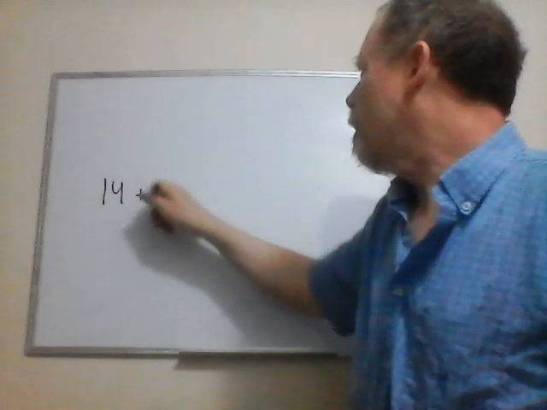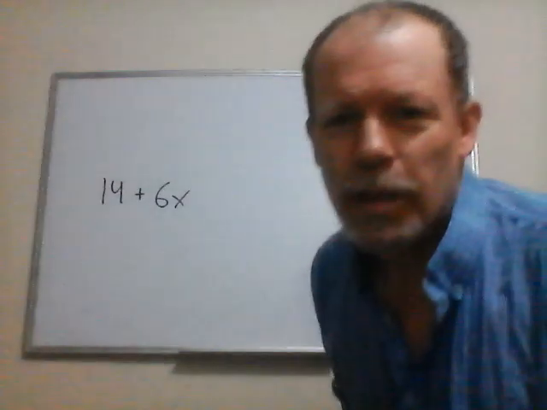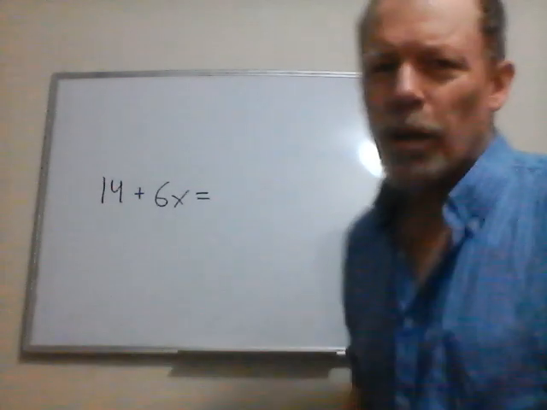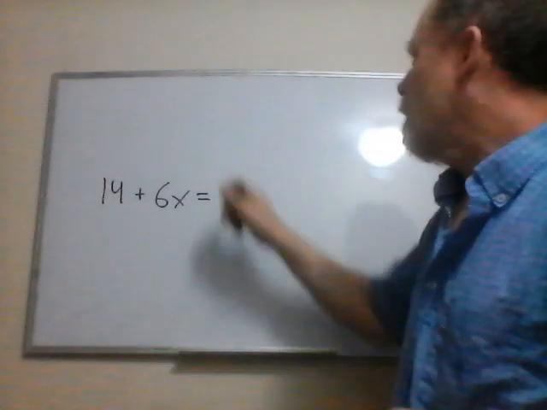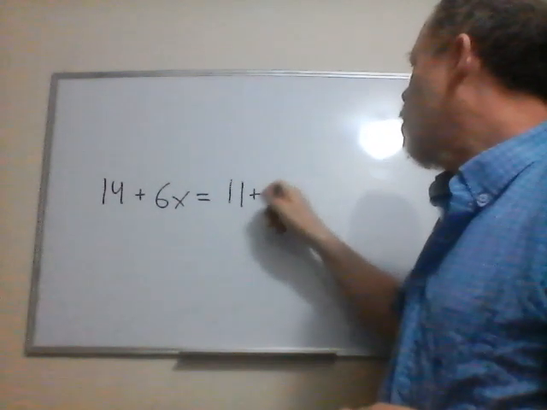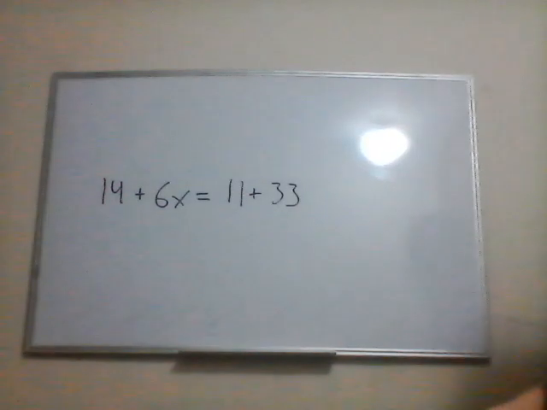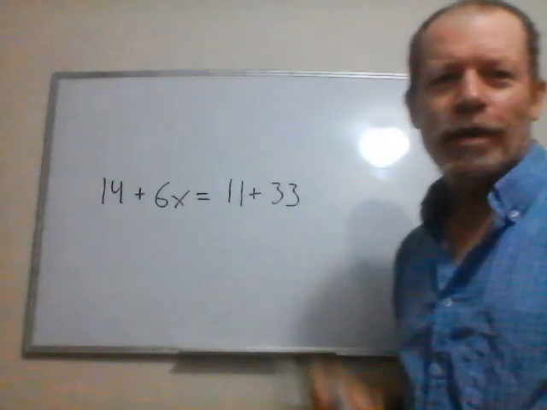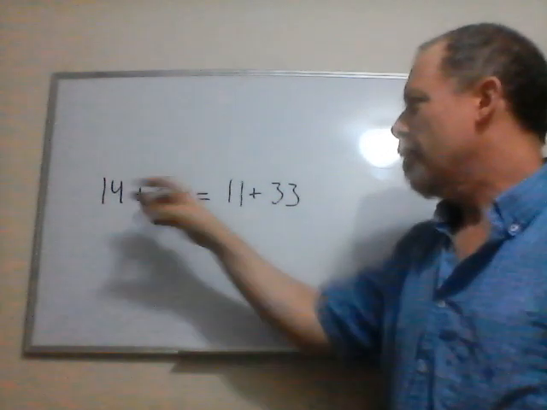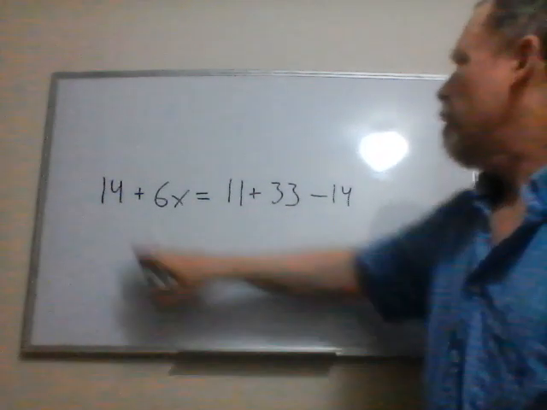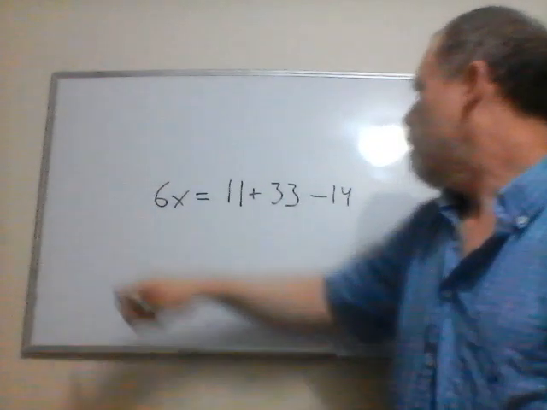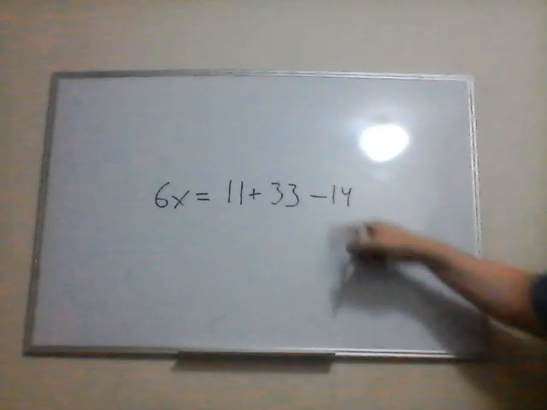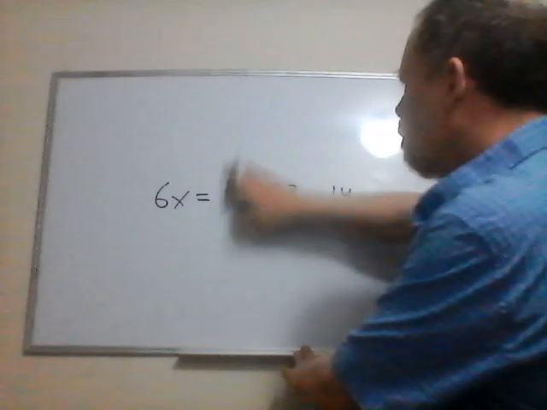So let's take a look at this. 14 plus 6x. It says is, meaning is equal to 11 more than 33, which means 11 is added to 33. Okay. The first thing I usually want to do is to try to get all the integers, all the stuff that's not a variable or an unknown on one side and everything else. So I'm going to put minus 14 here. So it's going to be 44 minus 14 is reducible to 30.